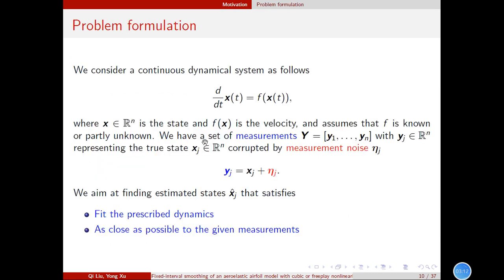The problem formulation is given as follows. We focus on finding estimated states that will fit the prescribed dynamics and are as close as possible to the given noisy measurements.